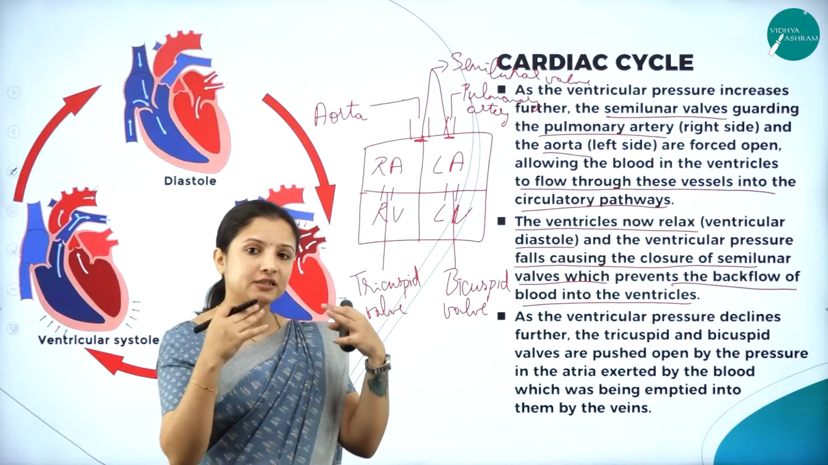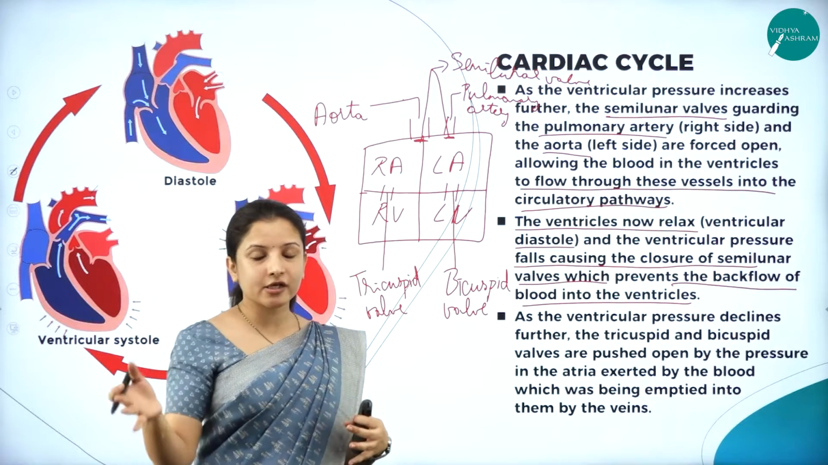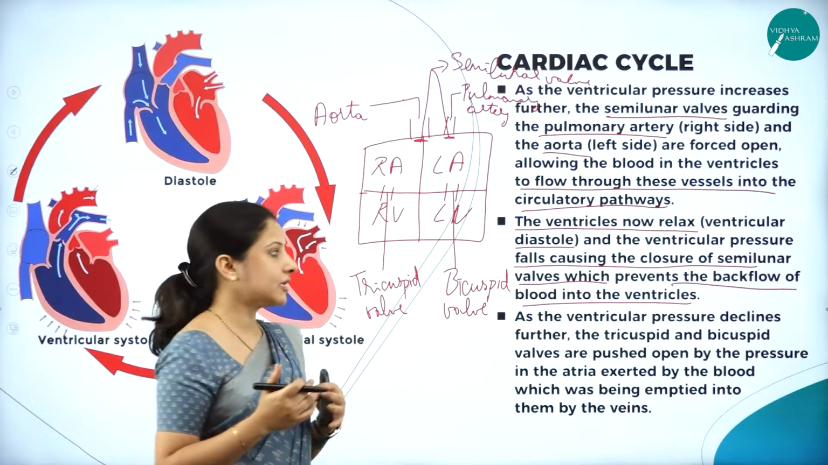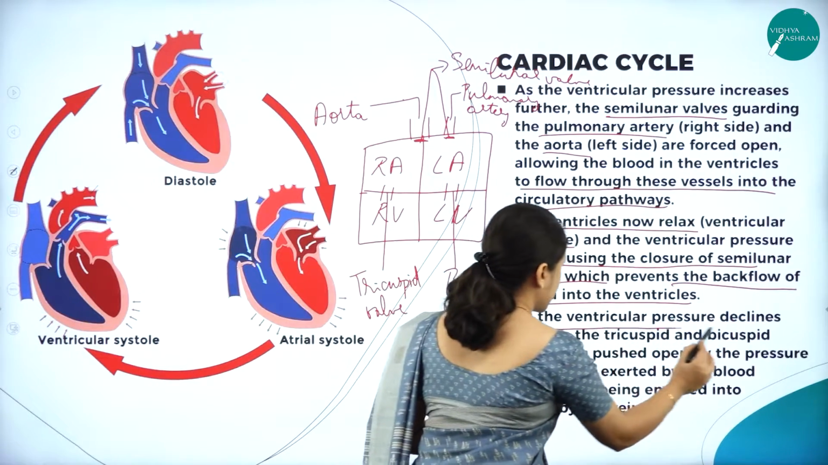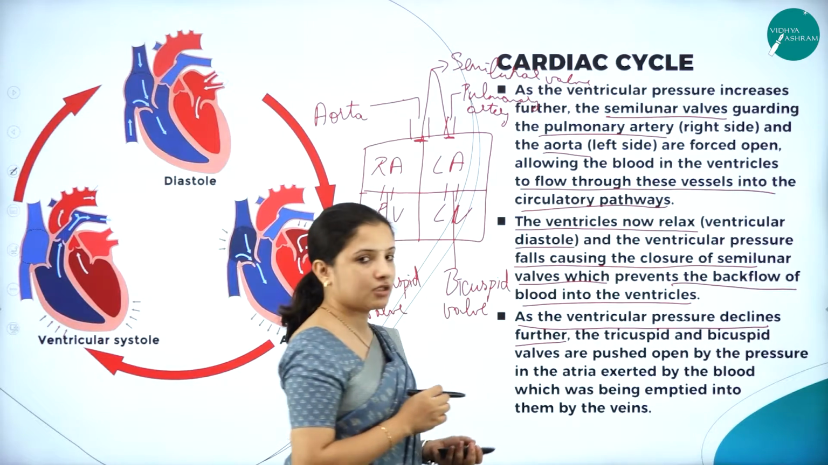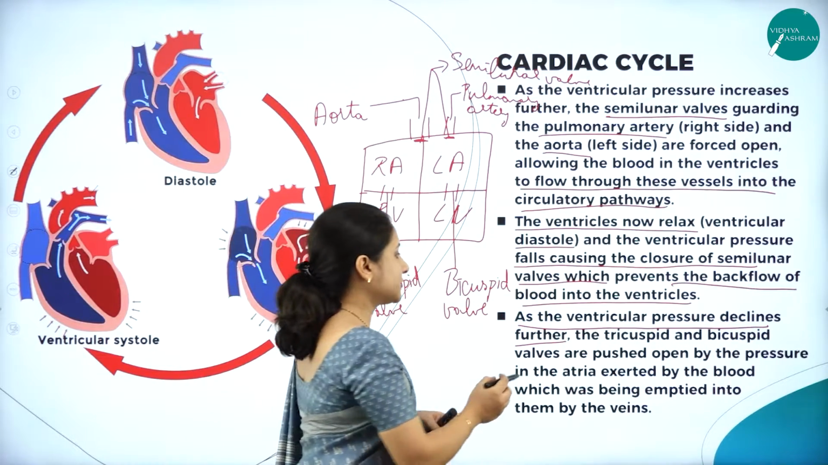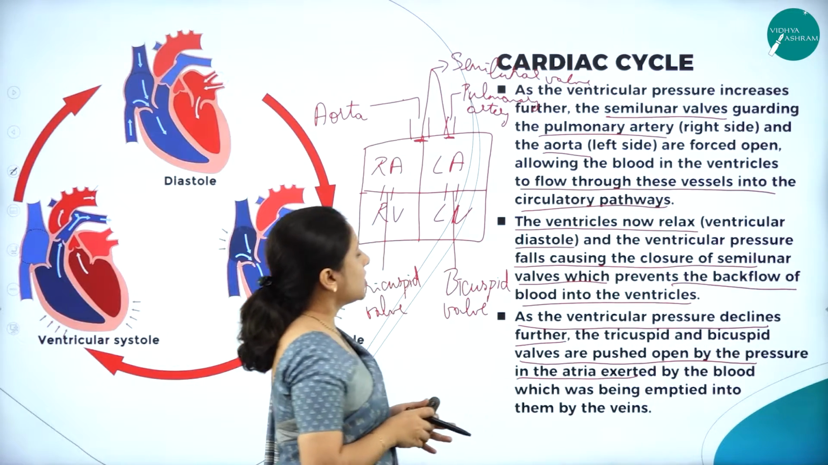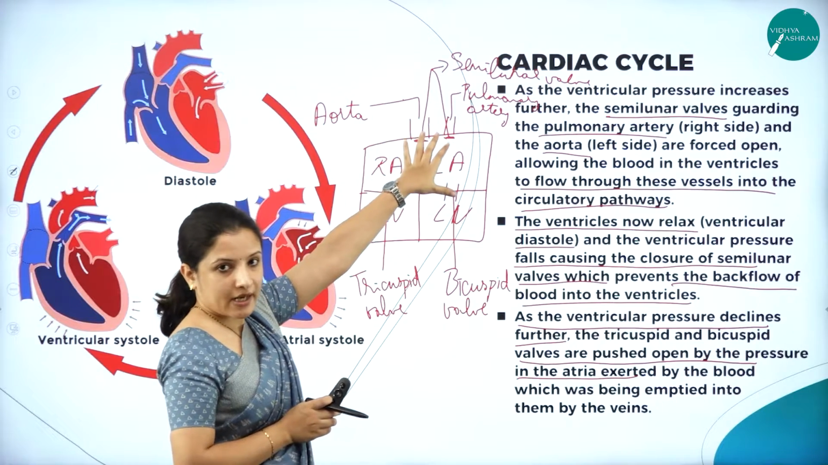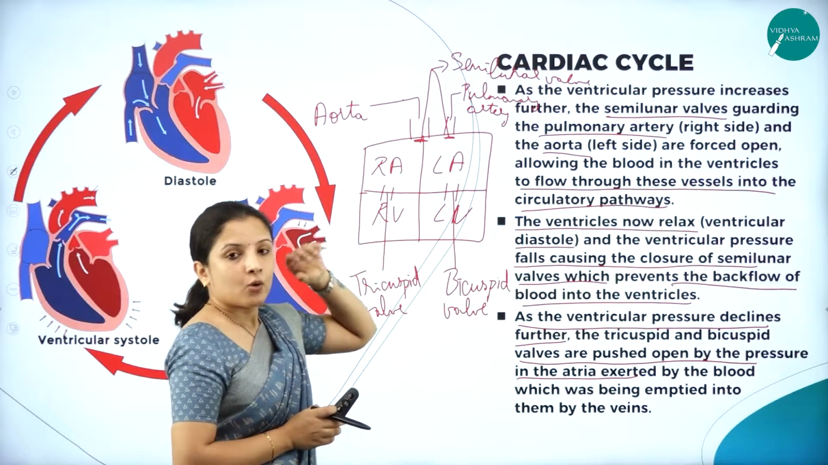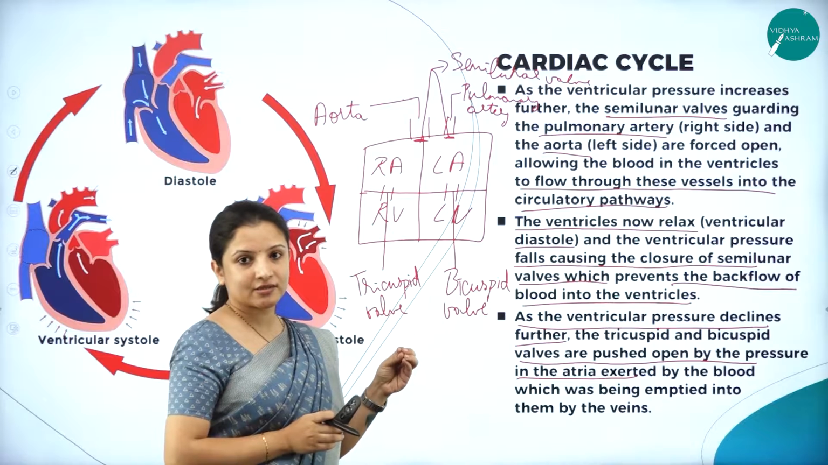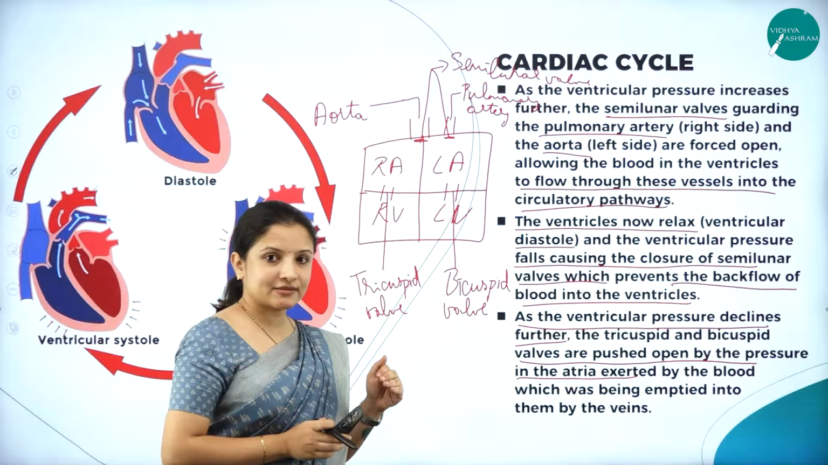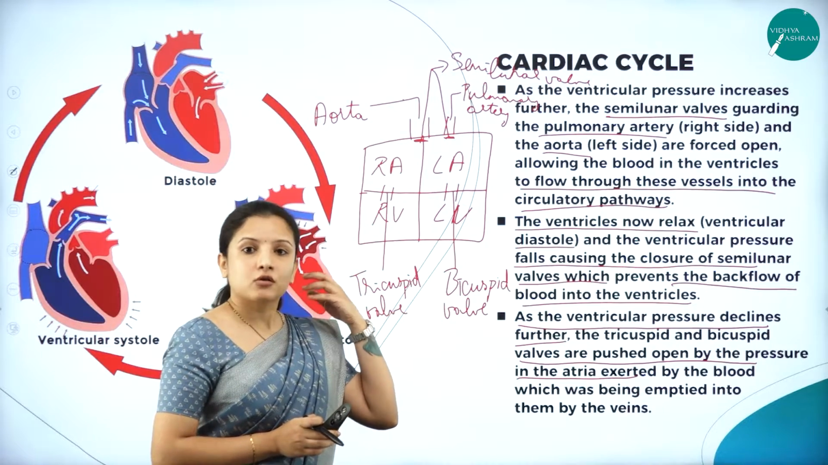Still, blood is flowing out of the ventricles and entering the circulatory pathway, so the pressure in the ventricle keeps on decreasing. As the ventricular pressure decreases further, the tricuspid and the bicuspid valves are pushed open by the pressure in the atria. A pressure is being created in the atria because, as I told you, when the contraction of the ventricles is occurring, the atria will be in a relaxed state. When the relaxation of the ventricles is occurring, the atria will be in a contracting state.